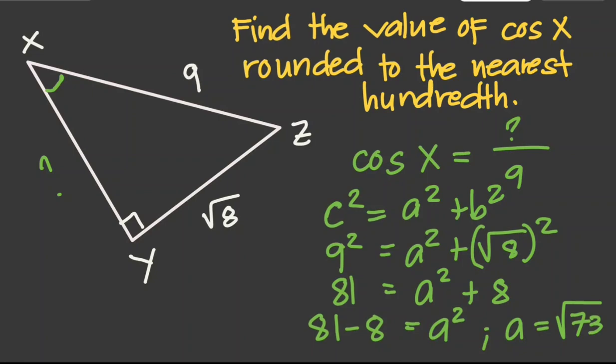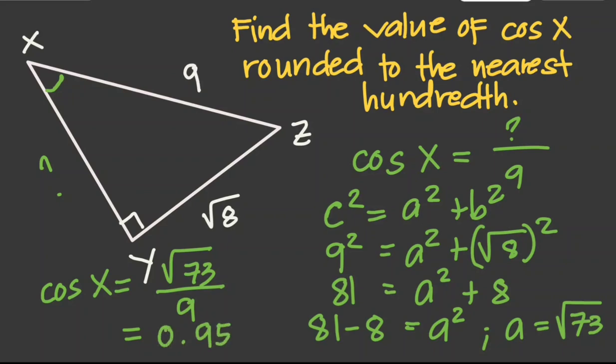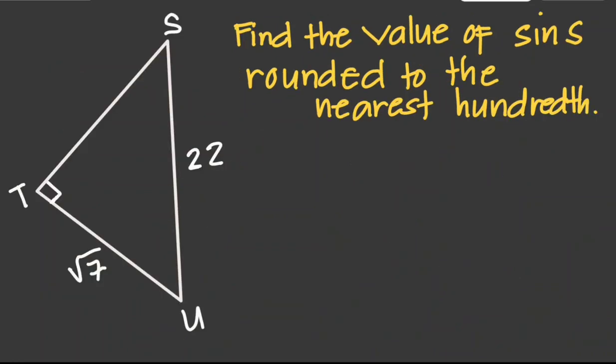And now we can find cosine x. So cosine of x is just equal to the adjacent side, which is square root of 73, over the hypotenuse. So this is just equal to square root of 73 divided by 9, to the nearest hundredth. So I got here 0.949, so that is 0.95.